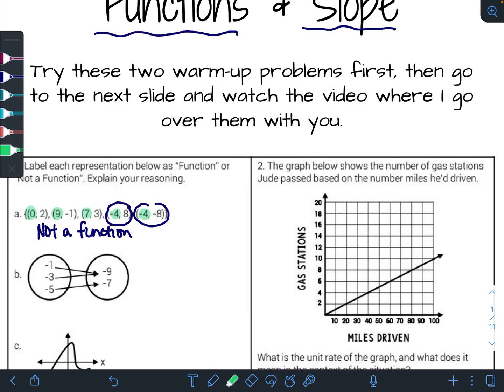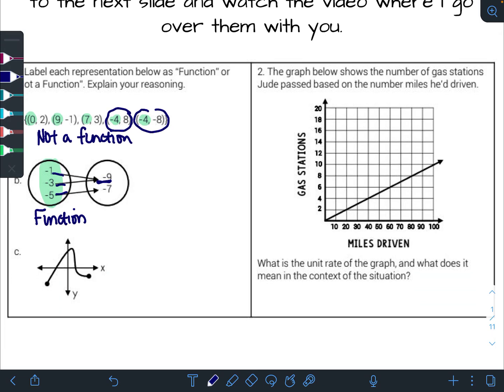Then if you notice over here, I always want to look at my x values here and notice that I have only one line coming from each one of my x values. So this one will be a function because x is associated with only one y. It is okay for two x values to be associated with one y value. That's okay, but I do not want my x value to go to two y values. So if I had a number going from -1 to -9 and -7, that would make it not a function. But since each one is only going to one value, it is a function. And then I always try out my graphs by doing the vertical line test, and I see that I only hit it in one spot, so this one would also be a function.